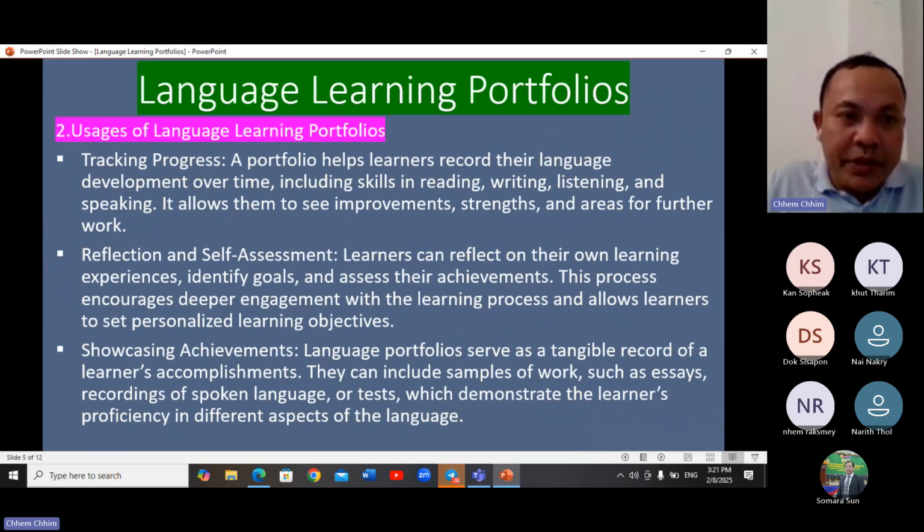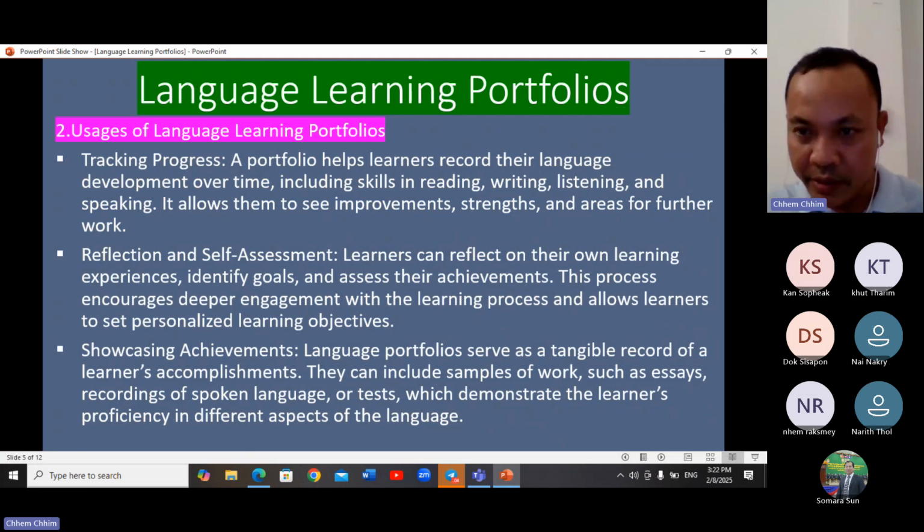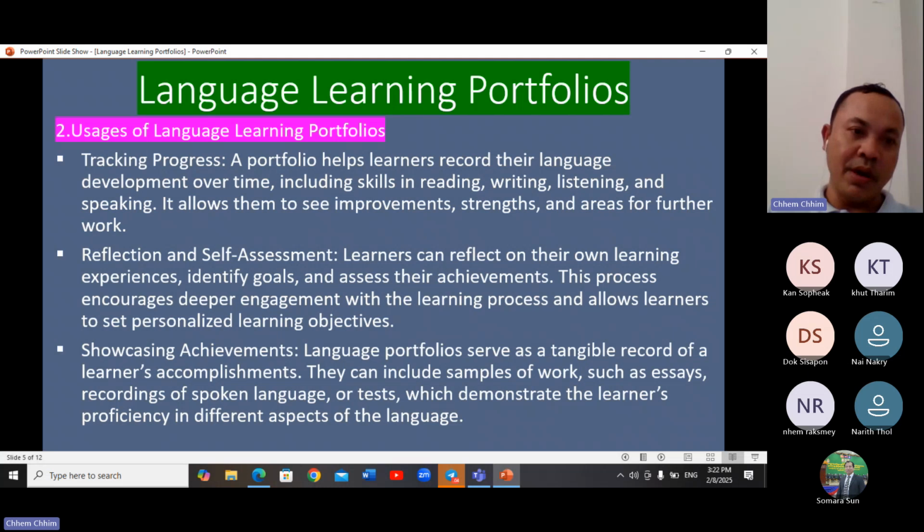And number two is the usage of language learning portfolios. First, we call tracking progress. Tracking progress means the portfolio has learners record their language development over time, including skills in reading and writing, listening, and speaking. And it also allows students to see improvements, range, and areas for further work.